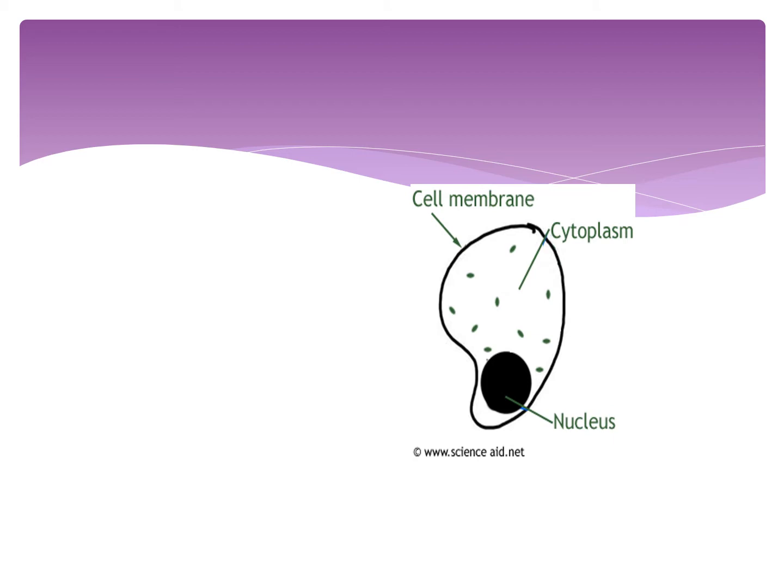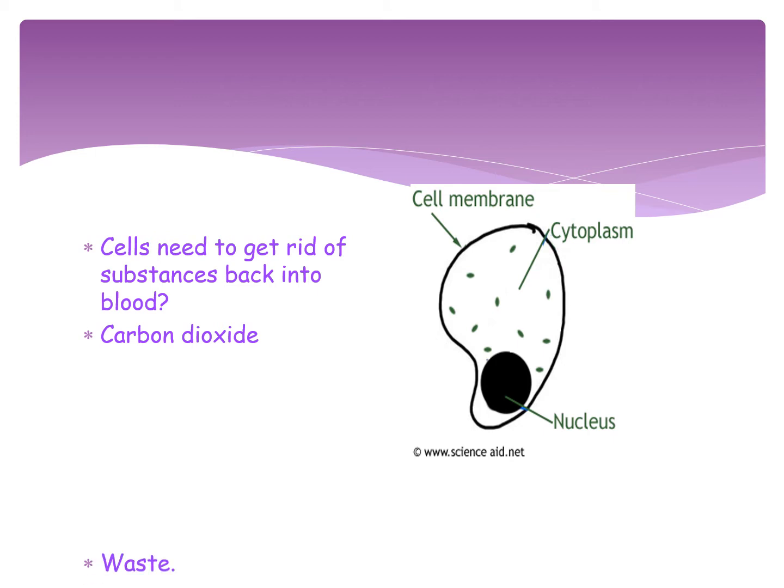So we've said what substances need to get into the cell, but what substances need to get out of the cell? What do we need to get rid of? What's going to be harmful and toxic to our cells? Cells need to get rid of substances back into the blood. So these are carbon dioxide and waste. We want them to go back so that they can get out of the blood by the lung.